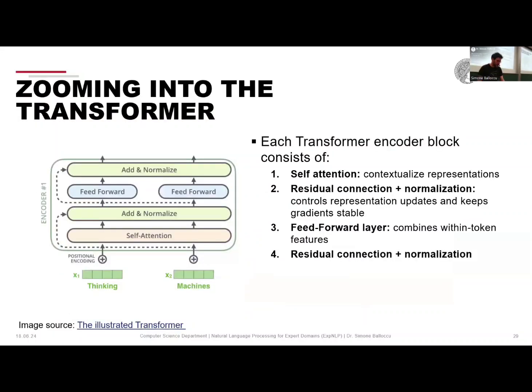We zoom in, and we see that each block has this attention to contextualize the representation. The residual connection and the normalization control the representation updates and keep the variance stable. The feed-forward layer is where, once we have these features in the token, we combine them into a single token. And then, again, residual connection plus normalization. I should also say we have the positional encoding, but you know it because you saw it like 20 minutes ago.